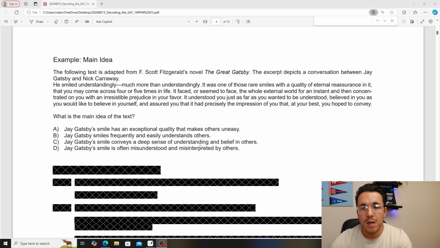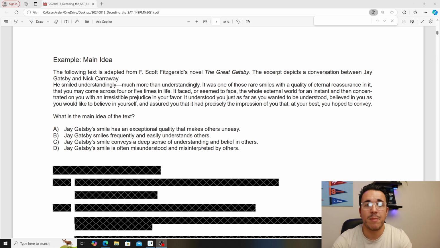So here they're describing a person, they're describing his smile, and it was a very understanding smile that had a reassuring quality. It really made you feel secure in yourself. It made you feel understood. The main point of the passage, if I had to summarize in my own words, is that Nick Carraway is describing Jay Gatsby as the kind of person that had a very reassuring smile and really made him feel comfortable. So A, Jay Gatsby's smile had an exceptional quality that makes others uneasy.